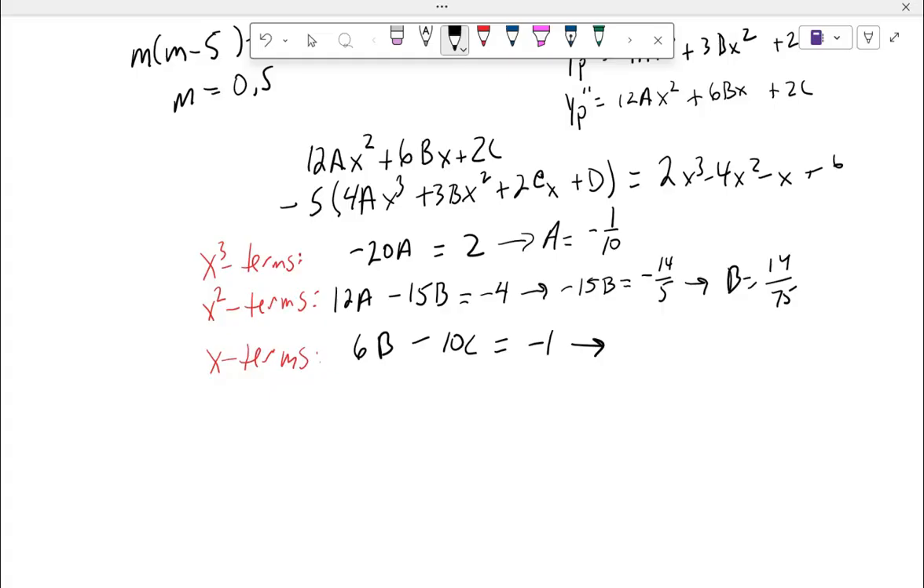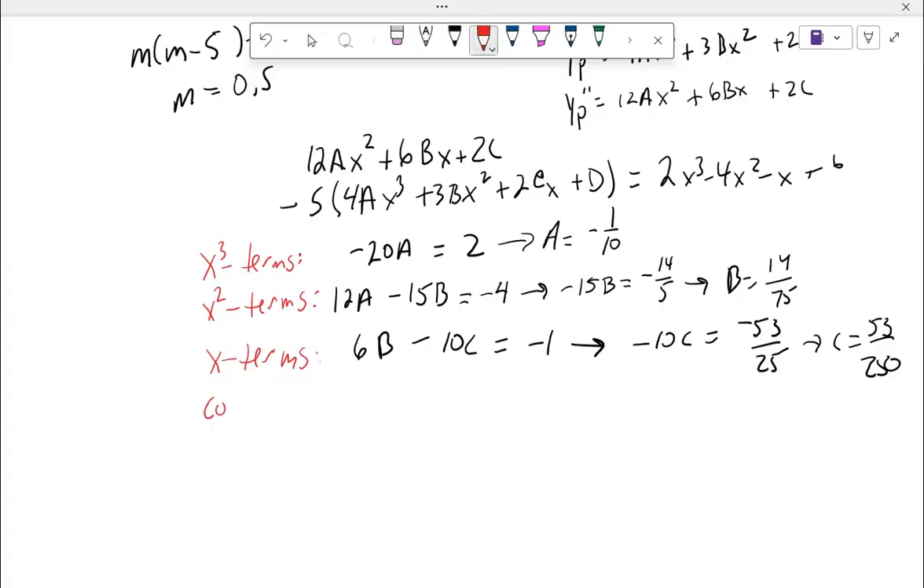Okay, well, let's see. I would have 28 over 25. We're subtracting it over. 28 plus 25 is 53. But negative 10c equals negative 53 over 25. So your c should be 53 over 250. Assuming I did my arithmetic right. Did I? Yes.